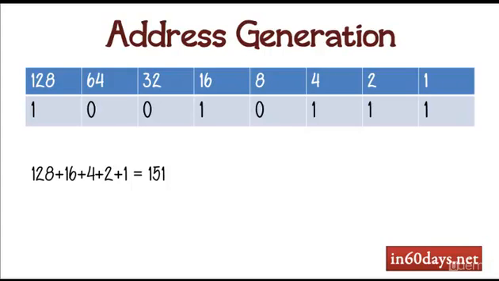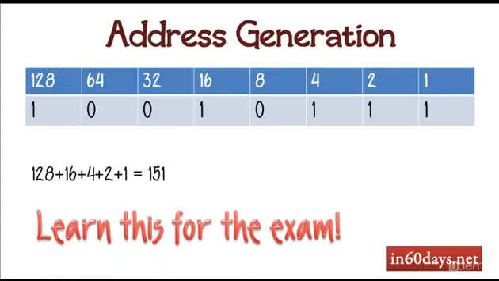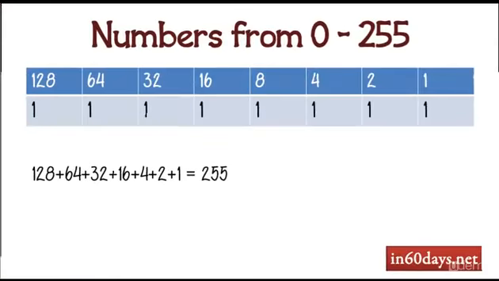So you could have any number from 0, if you had 0 in all the columns, all the way up to 255 if you had a 1 in each of these columns. And there you go, there's an example of a 1 in each column added up.